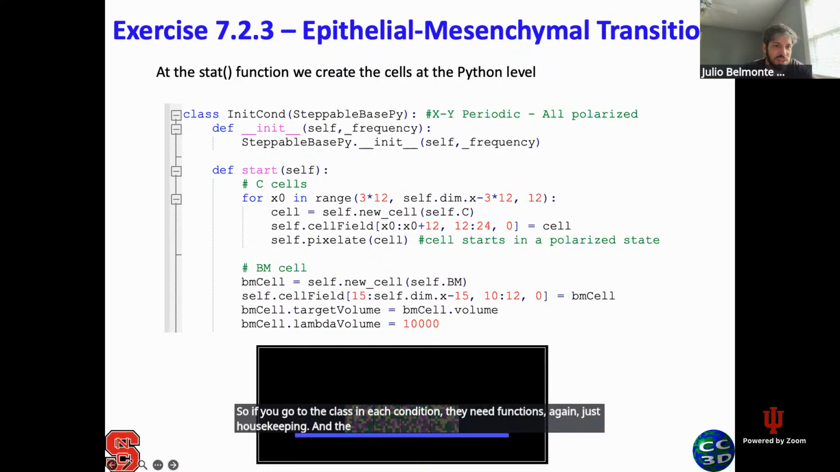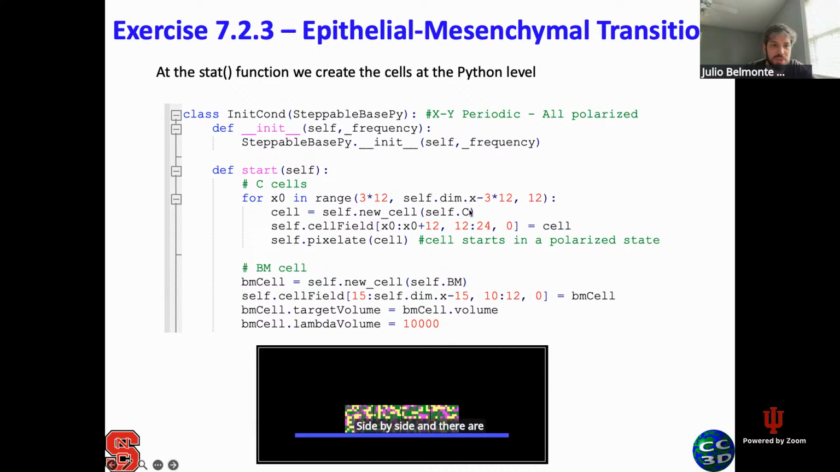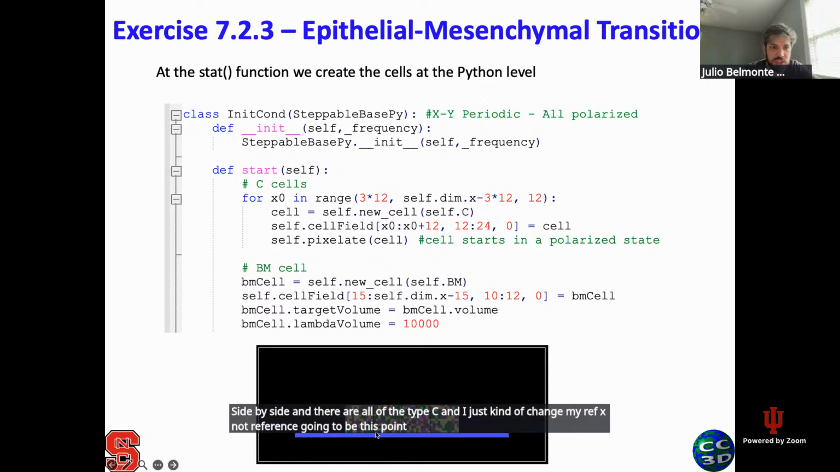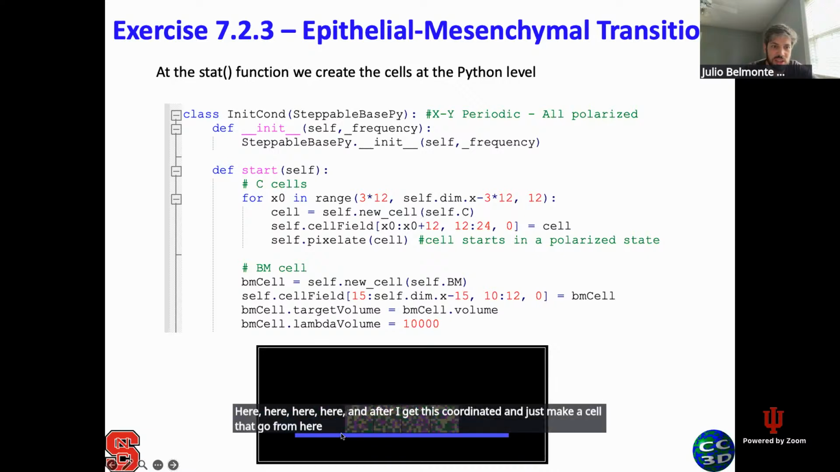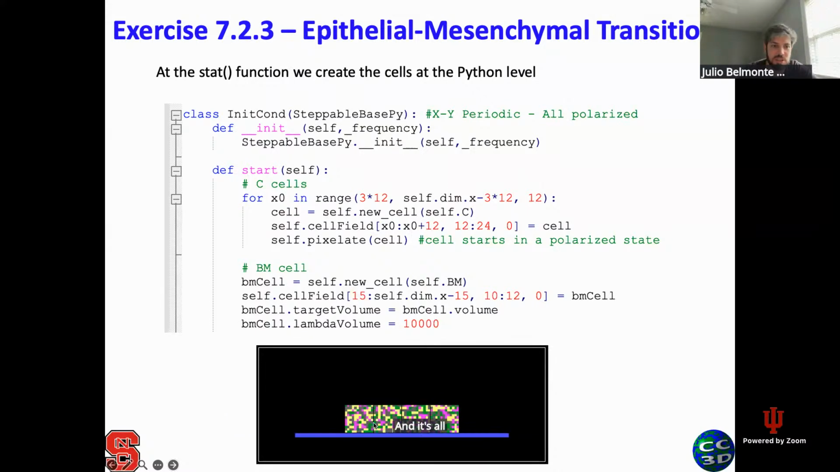And the start function, I have a loop to create four cells side by side, and they are all of the type C. And I just change my reference X not, going to be this point here, this point here, this point here, and this point here. So this loop is doing exactly that, going here, here, here, here. And after I get this coordinate, then I just make a cell that goes from here, 12 to the side, 12 to the side, and I make this kind of box. And it's all of C cells, the same thing for this one, for this one, for this one.